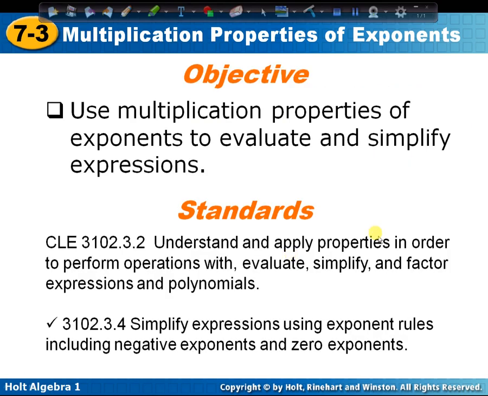All right, so now we should be able to use multiplication properties of exponents to evaluate and simplify expressions.